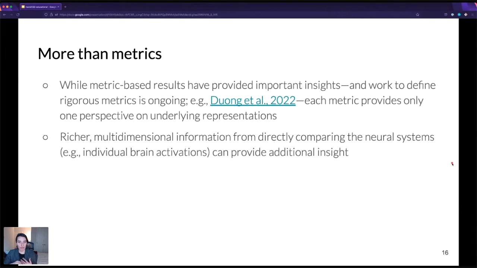And so if we want to have not just metrics, but more than metrics, we're going to need to think about how we can actually compare across the systems themselves rather than only at the second level, kind of extracted information. And to do that, I'm going to argue that we can think about alignment as a means to uncover richer, multidimensional information directly from the neural systems themselves.